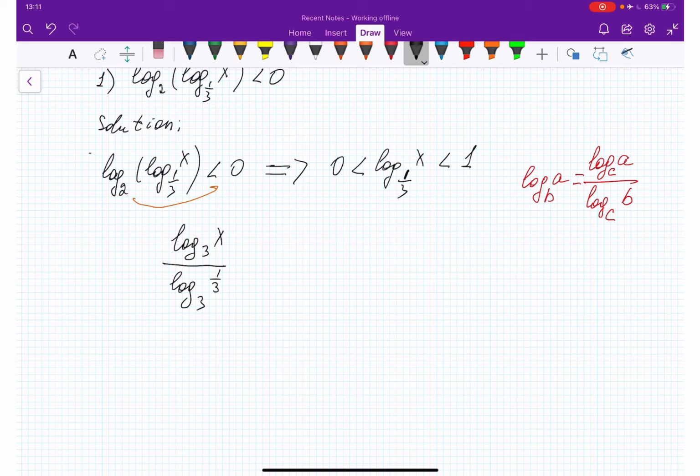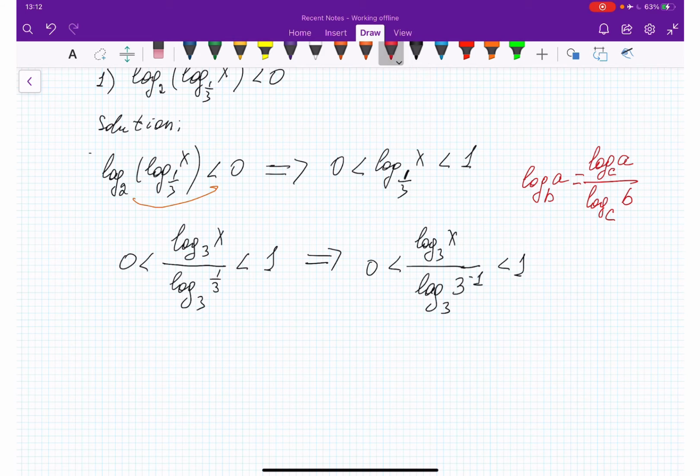Why did I choose 3? Because logarithm 1/3 by base 3 is going to be negative 1, right? So I just wanted to get rid of the fractional base, that's all. Less than 1 and less than 0. So from here, we have logarithm x by base 3 over logarithm, I'm going step by step, 3 to power negative 1 by base 3, right? Less than 1, greater than 0.